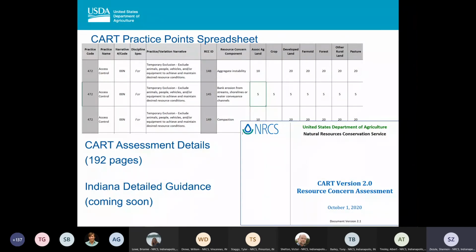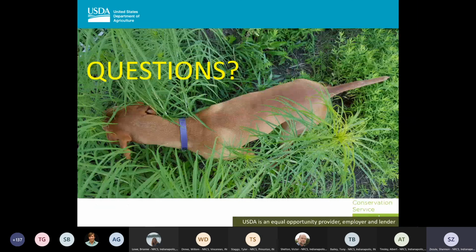Likewise, I mentioned the CART resource concern assessment document. It's 192 pages of detailed science and calculations and soils and all kinds of other great stuff. It's available to you if you want to know it. You don't have to, just know what's going on, but it is available if you want to read it. So with that, any final questions before we let you back to your afternoon/weekend?